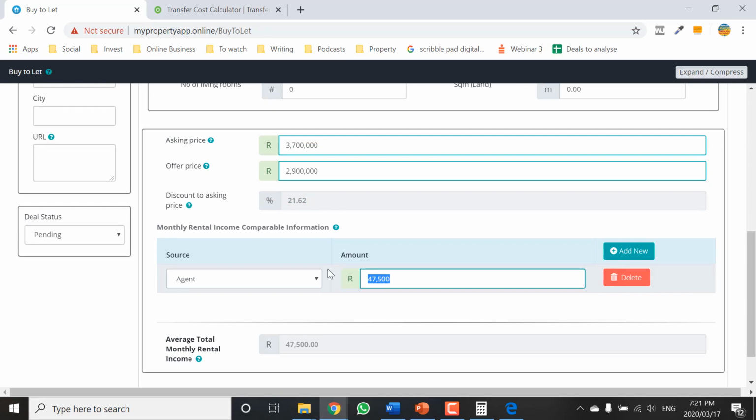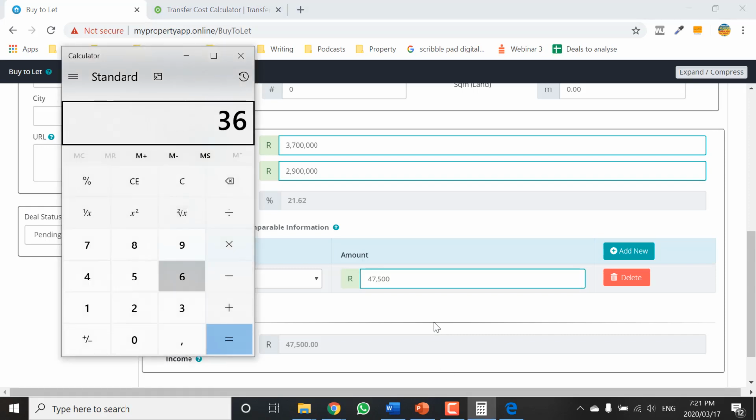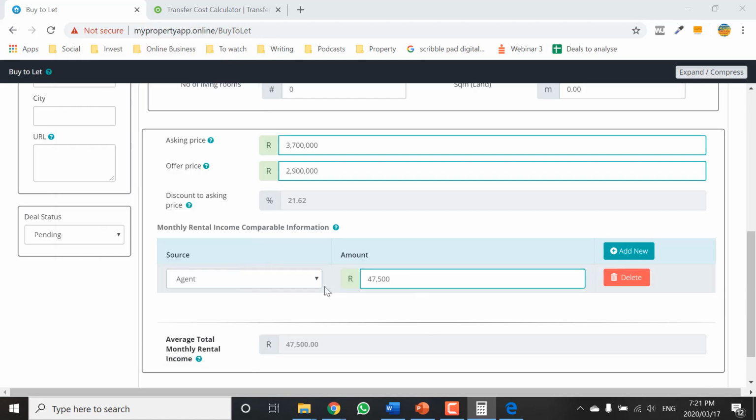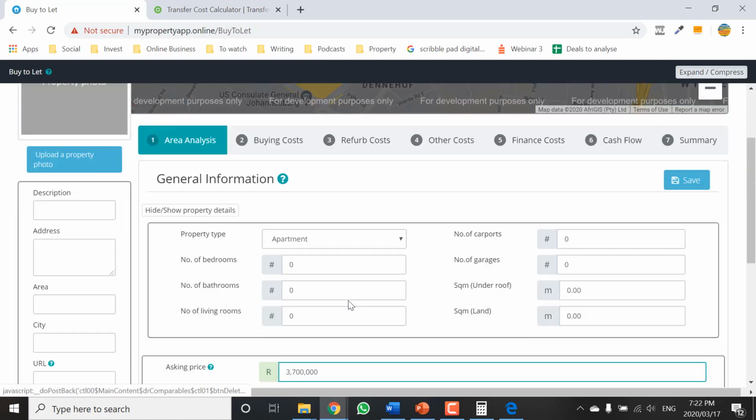We were looking at if it's viable to have at least about 36 students in there. At 3,000 rand per student, 36 times 3,000, that's 108,000 rand rent. That sounds a little bit more exciting.